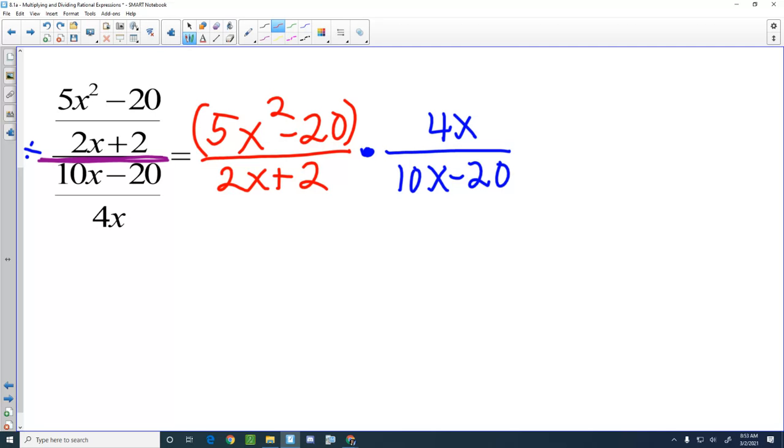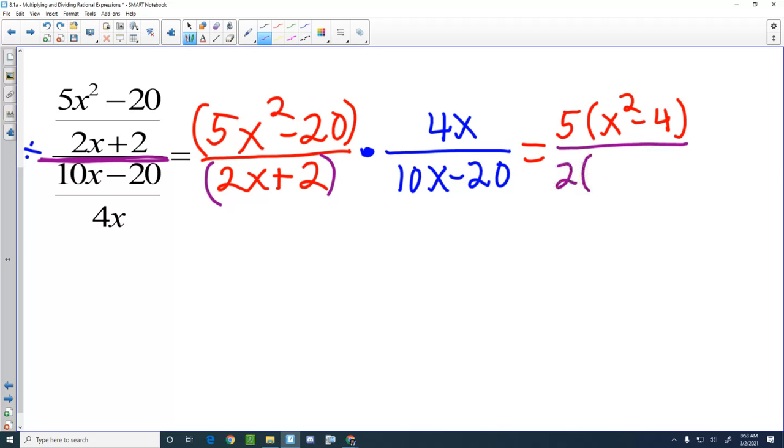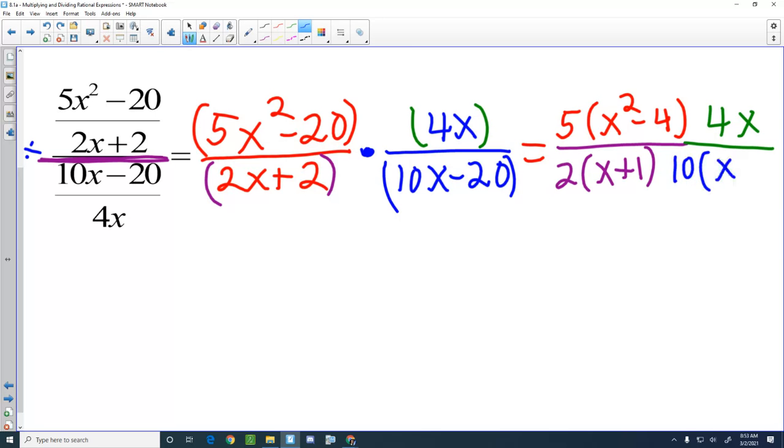We can factor these. 5 and 20 have a GCF of 5, leaving us with x squared minus 4. 2x plus 2 has a GCF of 2, making this x plus 1. Four x is just 4x. Ten x and 20 have a GCF of 10, leaving us with x minus 2.